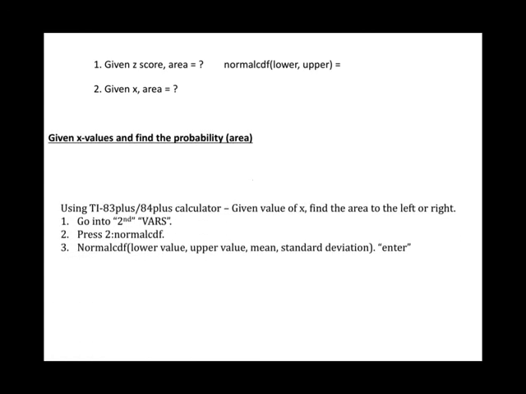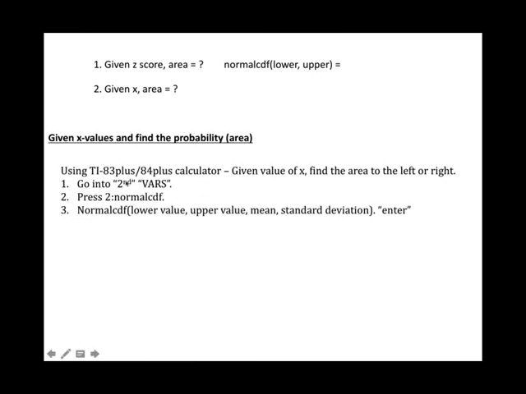Okay, second part. We already learned how to find the area if they give the z-score, right? The normal CDF, lower value and upper value. And then, what if they give the x and you want to find the area, just like example 2? You'll follow this instruction.